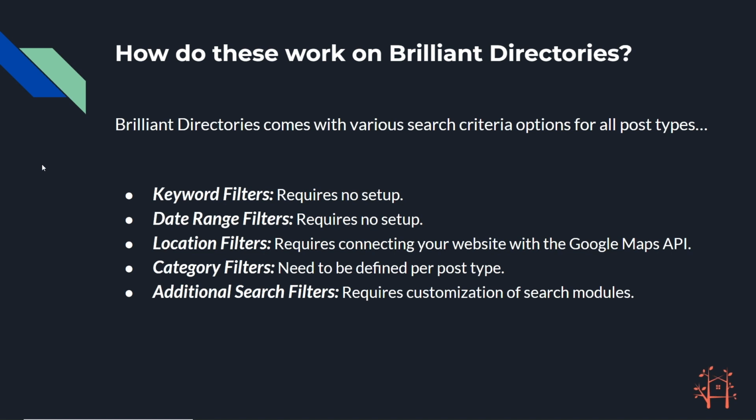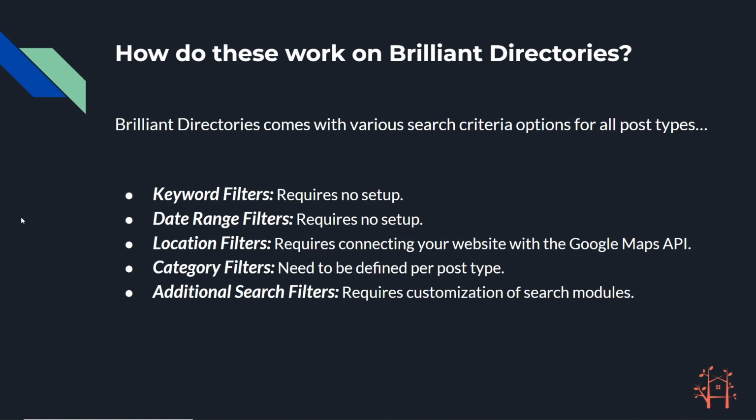Your category filters just need a little bit of updating in the BD post settings for every different type of post that you want. And additional search filters, well, they require a little bit more customization into your different search modules, for let's say properties or events or whatever other post type you want to create on Brilliant Directories. And there comes the hurdle.